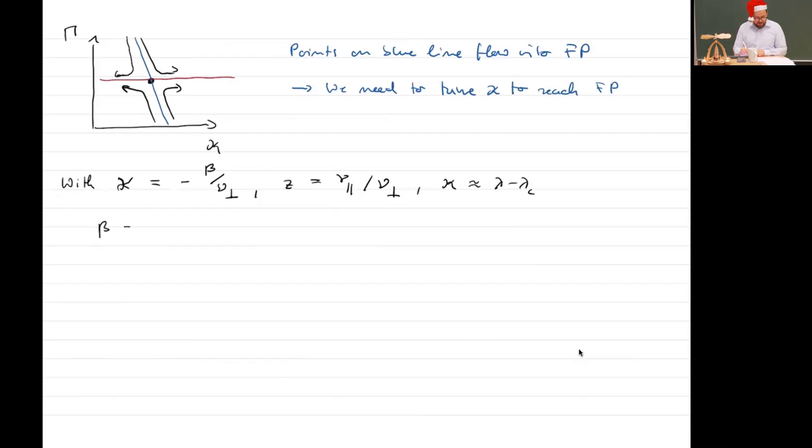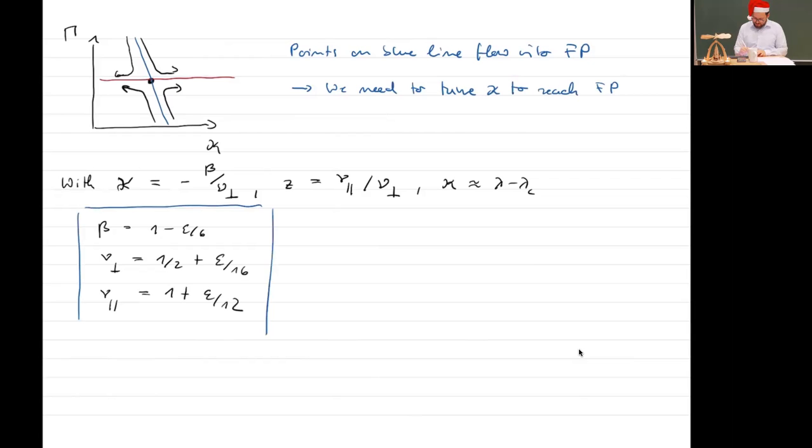Now, beta is equal to 1 minus epsilon over 6. Mu perpendicular is equal to 1/2 plus epsilon over 60. And mu parallel is equal to 1 plus epsilon over 12. And these are our exponents now that we got from the linearization procedure.